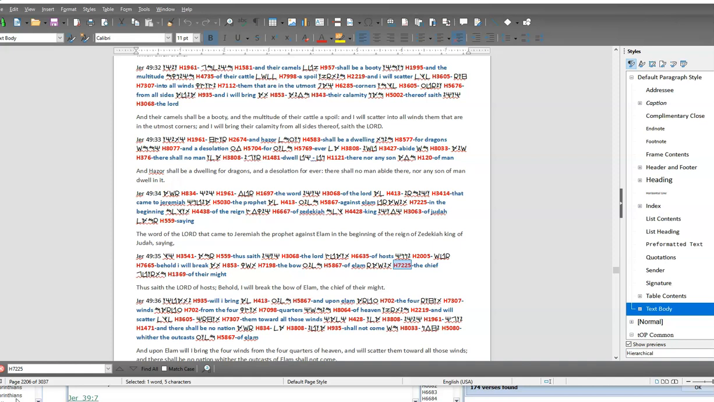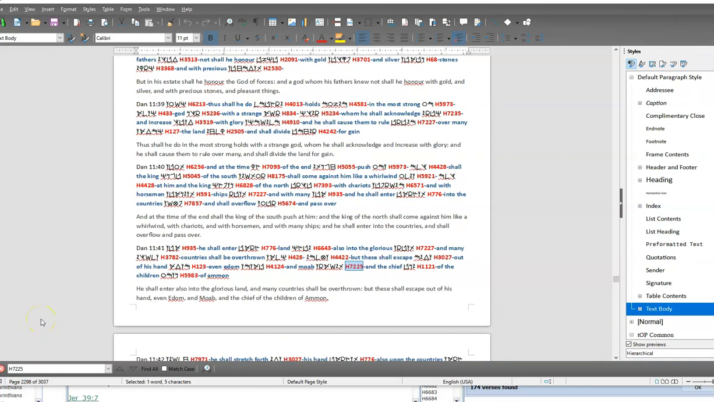So this is why they translate it as chief. They can't translate it as the first fruits. It's the chief. It's the finest of their strength. He's saying, I'm going to break the finest of their strength. I'm going to break the best of their might. Not the first, the best, the finest, the chief.